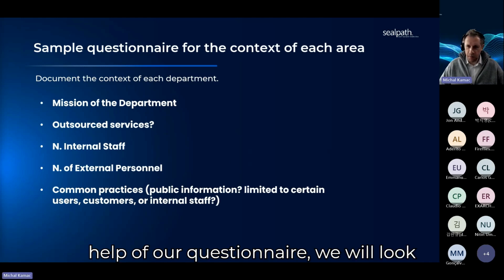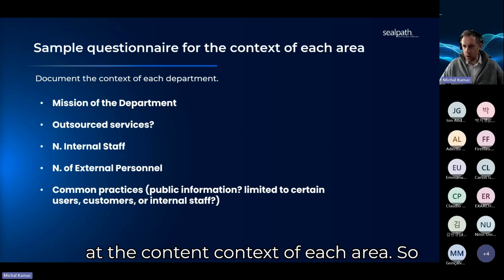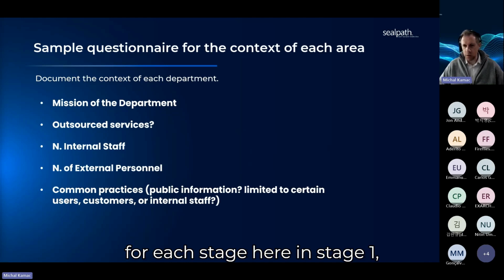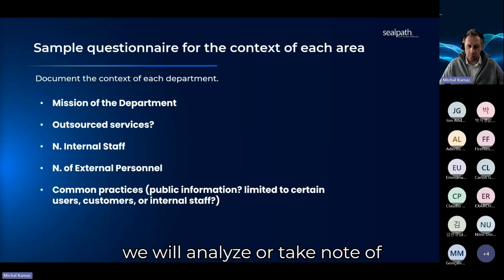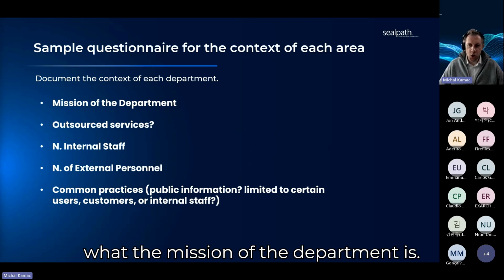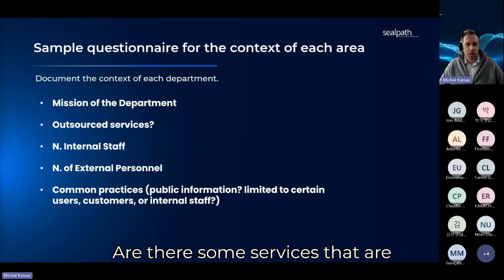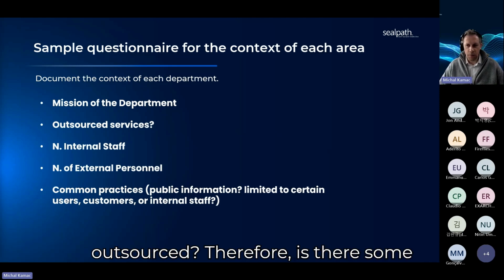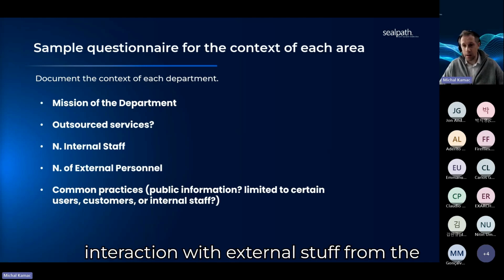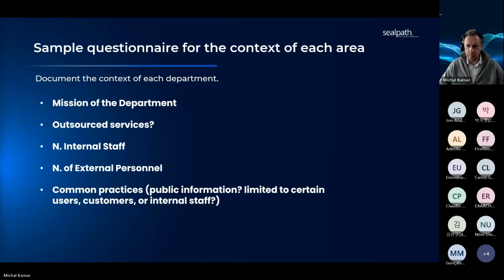Now, with the help of our questionnaire, we will look at the context of each area. So for each stage, here in stage one, we will analyze or take note of what the mission of the department is. Okay, what does the department actually do? Are there some services that are outsourced? Therefore, is there some interaction with external staff from the data perspective?